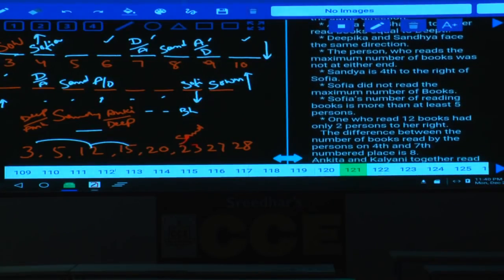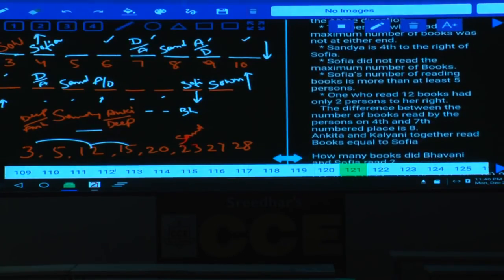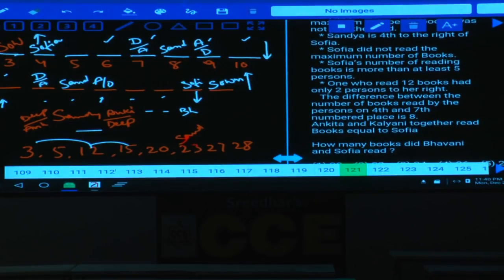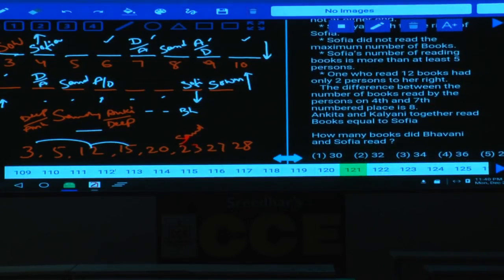Deepika and Sanjay face the same direction. The person who read the maximum number of books was not at the end. Sanjay was fourth to the right of Sophia. Sophia did not read the maximum number of books. And Sophia's number of books read is more than at least 5. More than at least 5.